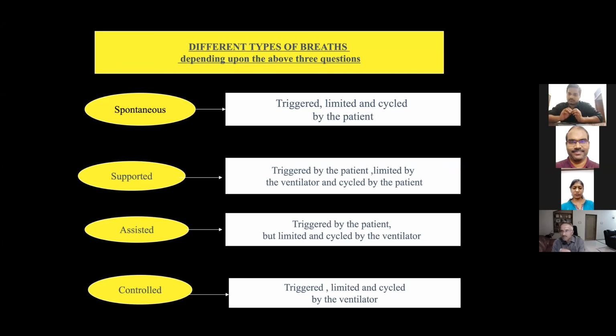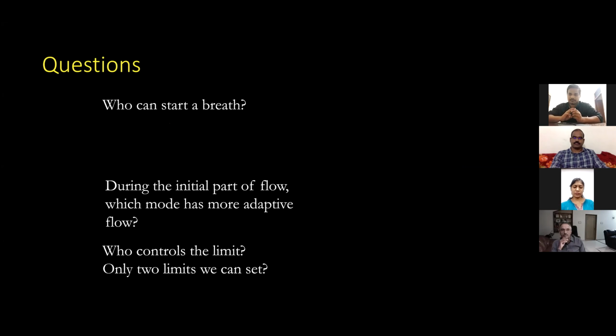When you allow only one part of the breathing to be controlled by the patient, triggering, what do we call it? Assisted ventilation, assist control. When we allow two phases to be controlled by the patient, like triggering and cycling, what do we call it? Pressure support. That is the only mode where we can do it. When all 3 are controlled by the patient, we call it spontaneous. Understood? Yes, sir. Okay.